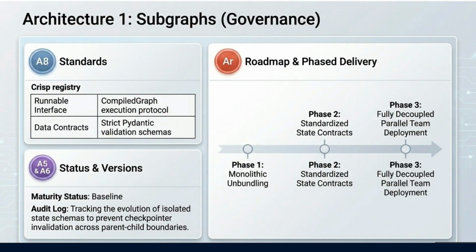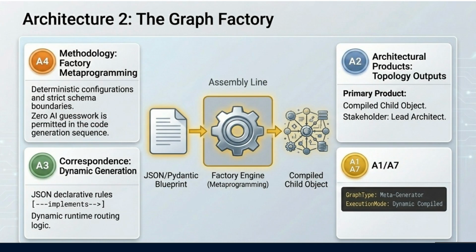Governance for subgraphs includes standards for data contracts and a roadmap. This roadmap phases from monolithic unbundling to fully decoupled parallel team deployment. Architecture 2 is the graph factory, which uses factory metaprogramming to create deterministic configurations and topology outputs. Correspondence is handled by dynamic generation using JSON declarative rules.